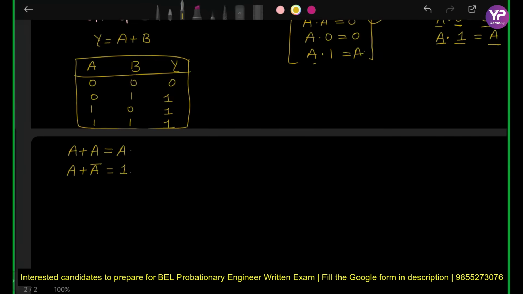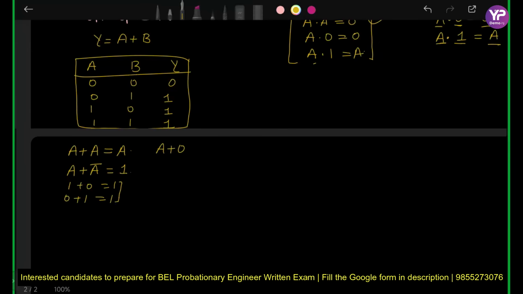Check it. If your A is 1, then A bar is 0, so the output will be 1. If A is 0, then A bar is 1, then also the output is 1. So in both the cases, the output is 1. Got it? So that means A or A bar is going to be 1.